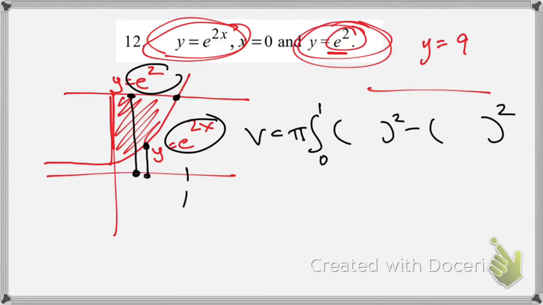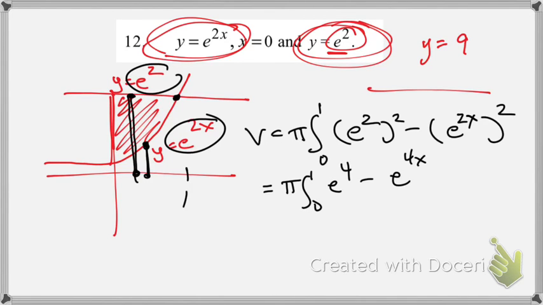Okay, so big R squared is e squared minus 0. Little r squared is e to the 2x minus 0. And that's the setup. Now you should also know how to integrate this totally by hand. So power to a power you multiply. So we get e to the 4th minus e to the 4x.